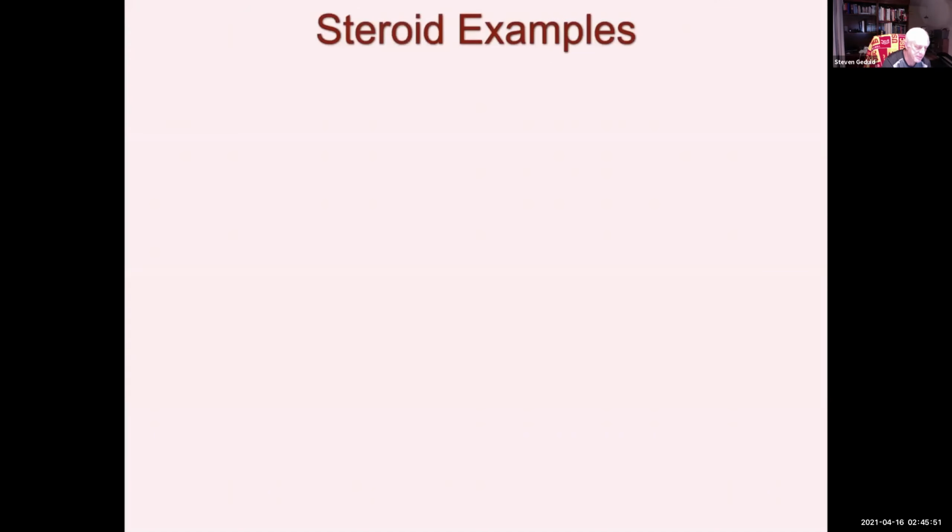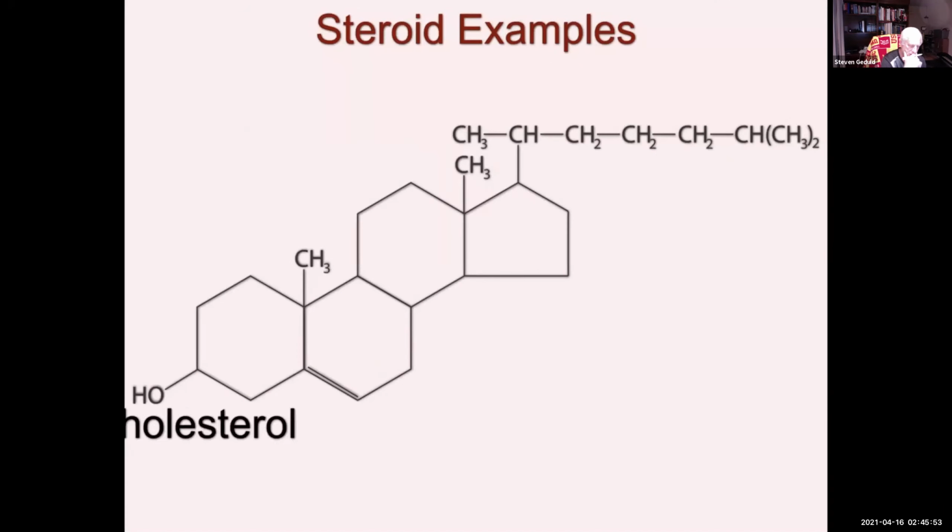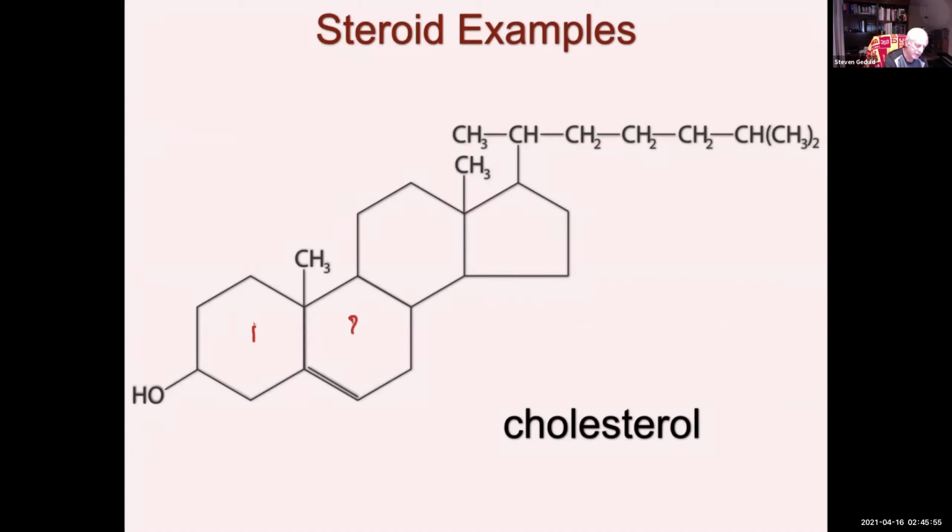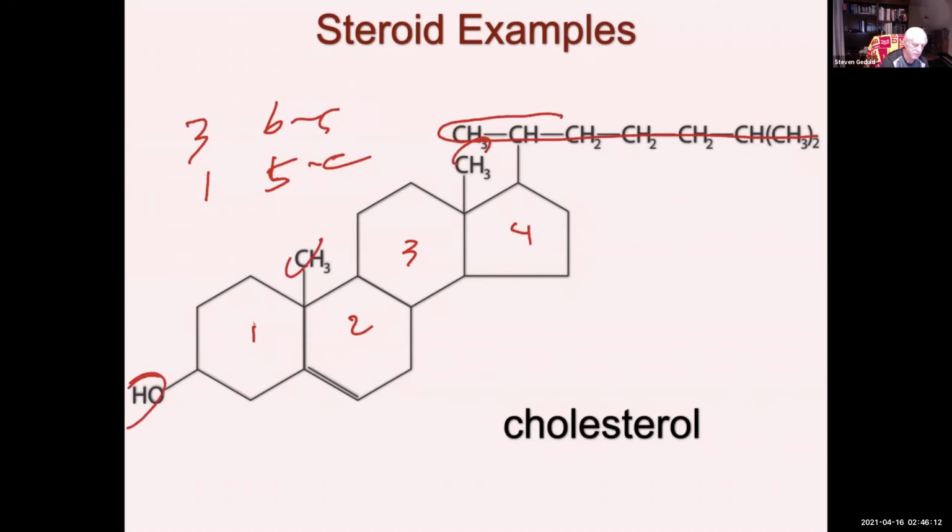Steroid examples. Again, here's your 4-membered ring. 3 6-carbon rings, 1 5-carbon ring. Okay, that's your steroid background. And this is cholesterol. You can see the long chain fatty acid, methyl group, and then your hydroxyl group. That is cholesterol for steroid.